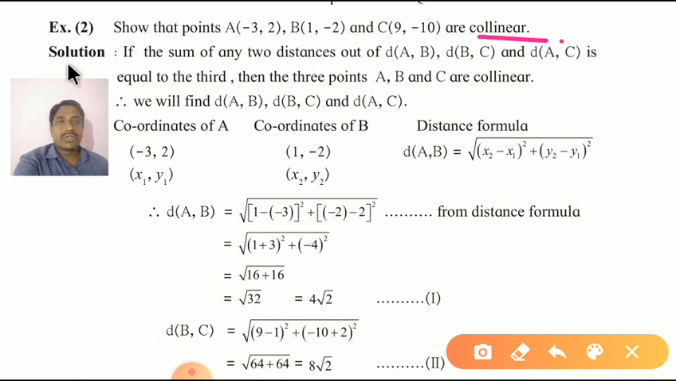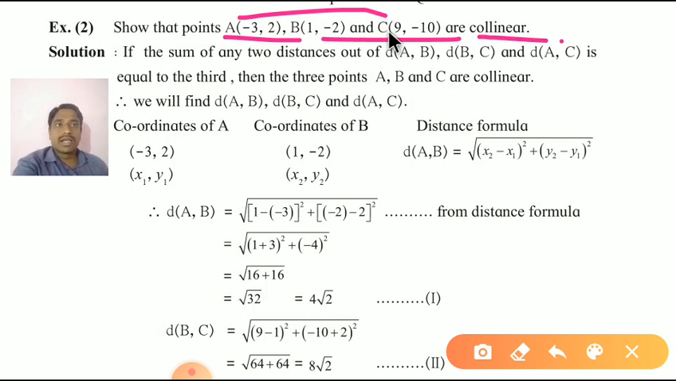Solution: we have to find the sum of two distances, that means distance AB, distance BC or distance AC. If the sum of any two distances out of AB, BC and AC is equal to the third, then the 3 points A, B, C are collinear. Or if the sum of any two distances is not equal to the third one, then the points A, B, C are non-collinear, or not collinear.